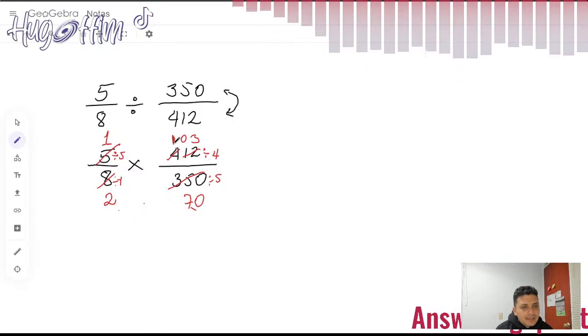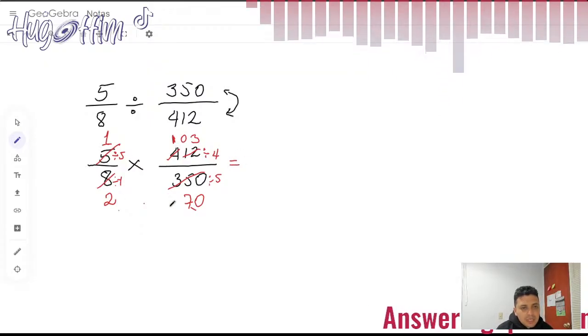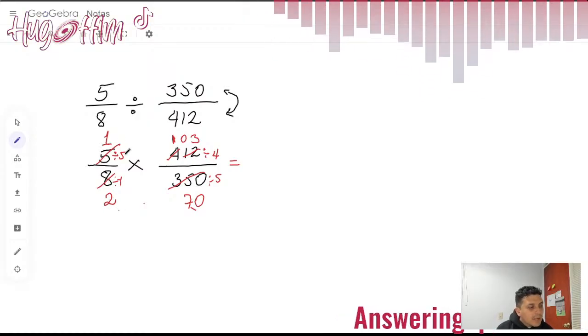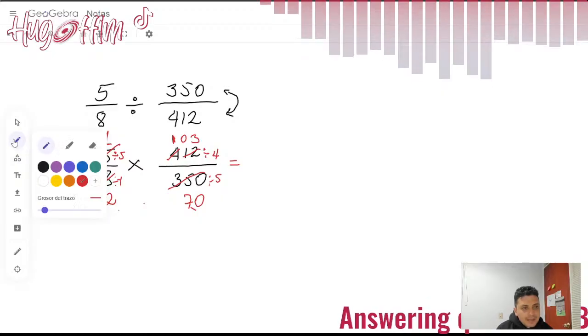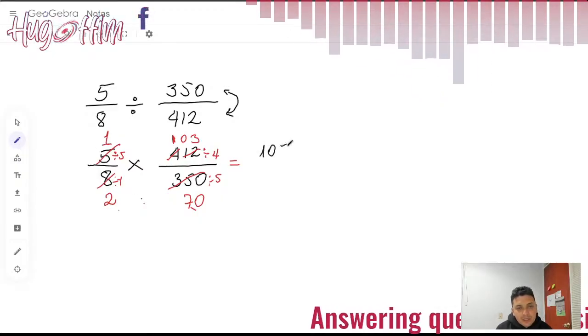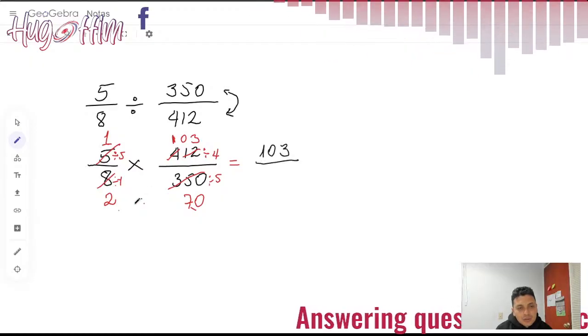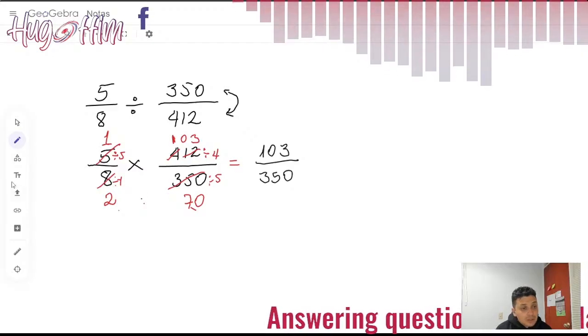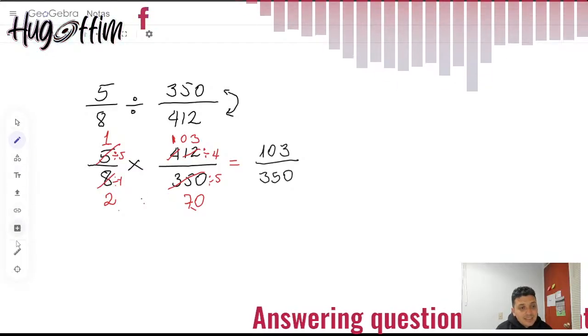I think that it's no more way to divide these two numbers, so essentially what I'm going to do is just multiply the factors that I got here. That is 1 times 103, I got 103, and here 2 times 70, that is 350. Sorry, that is 140.